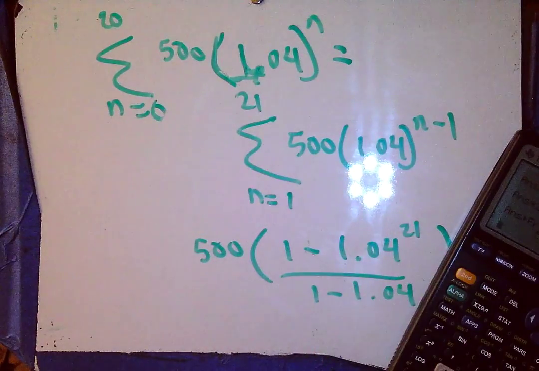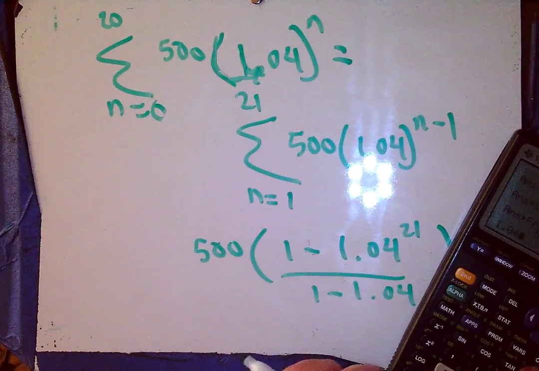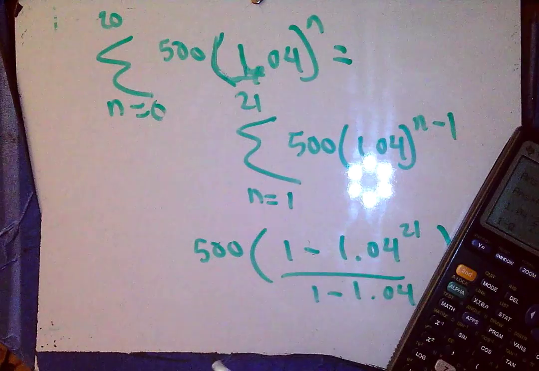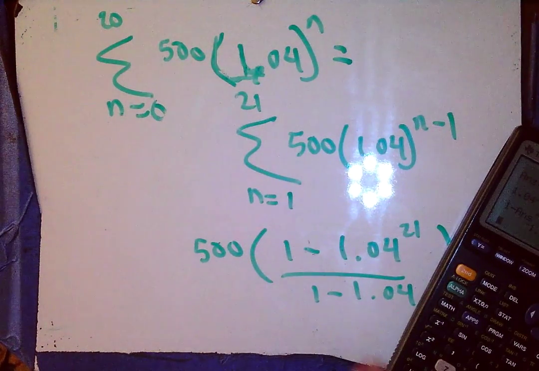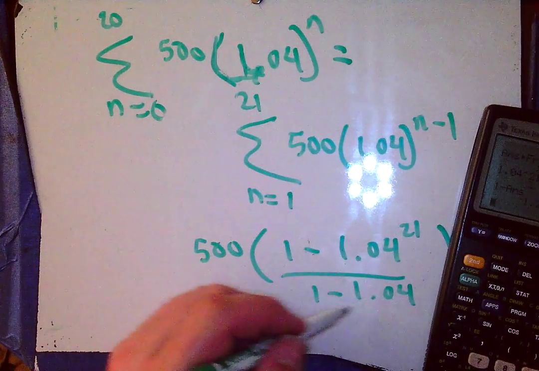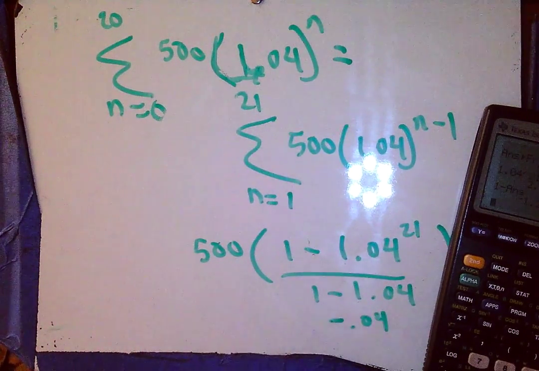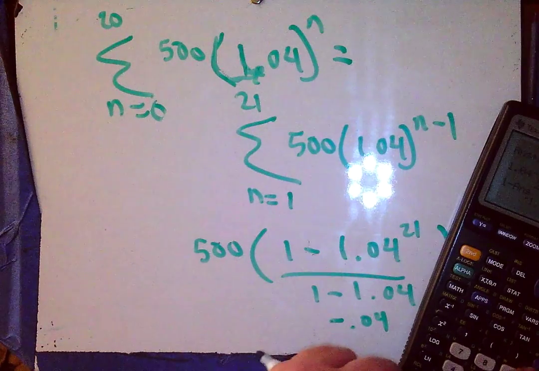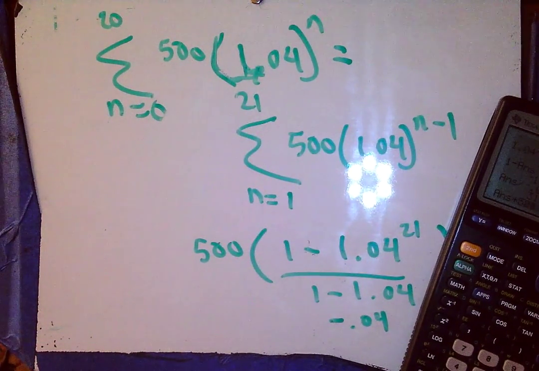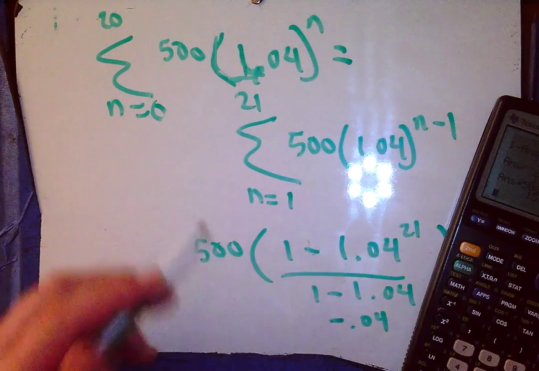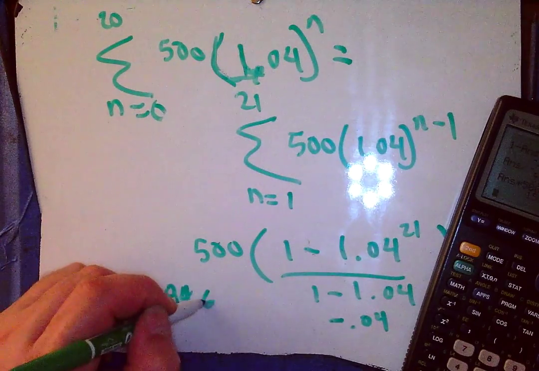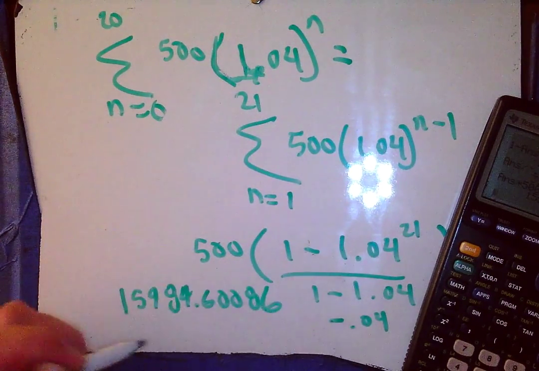So I end up with 1.04 to the 21st, and then I do 1 minus that, and 1 minus 1.04 is negative 0.04, so I want to divide this answer by negative 0.04, and don't forget at the end to multiply by 500. So I end up with 15984.60086.